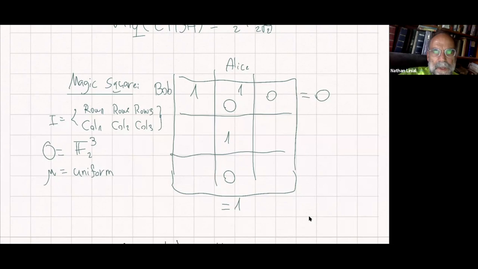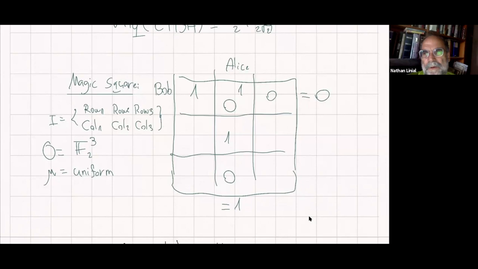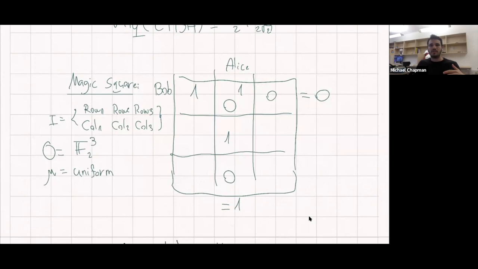It's a little confusing. Oh, there are outputs. Yeah, so these are their outputs, but I interpret them as writing numbers in the first row and the second column.